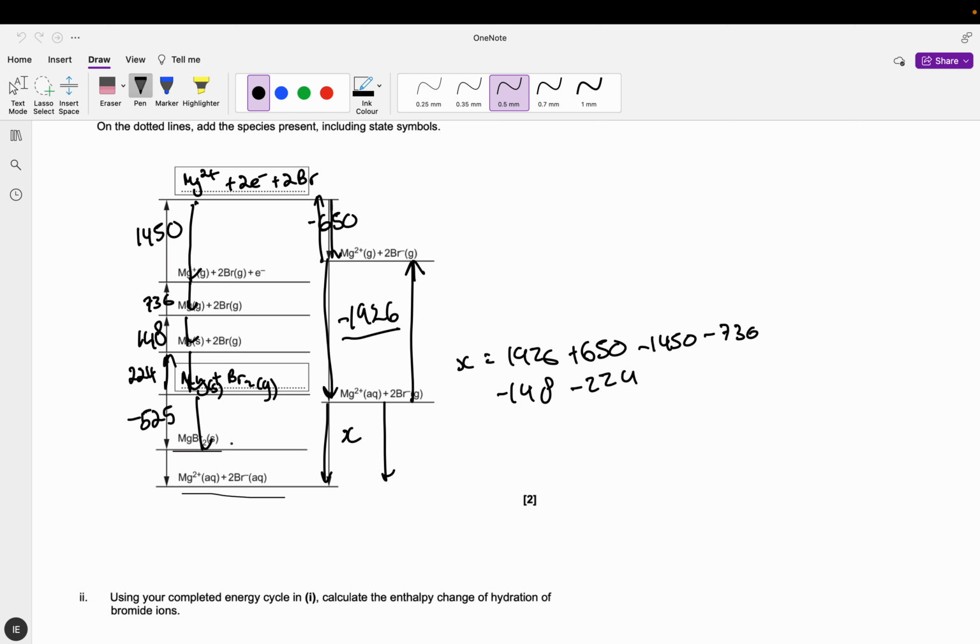So it's still minus 525. And for some reason, I forgot to write the last one. It should have been minus 186. And you're still going down. So it's still minus 186. So now you've come up with an equation. You're just going to plug that into your calculator. And now you've worked that out.